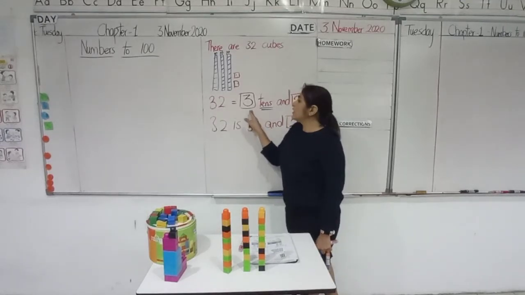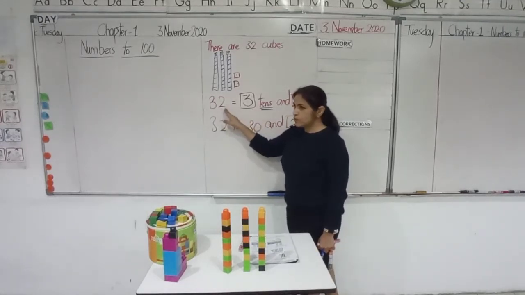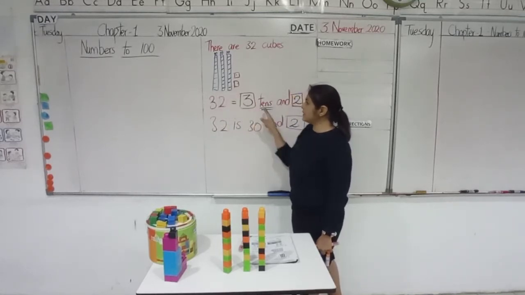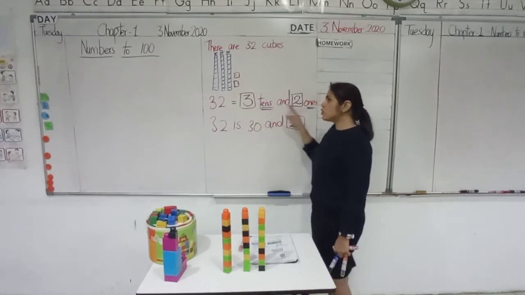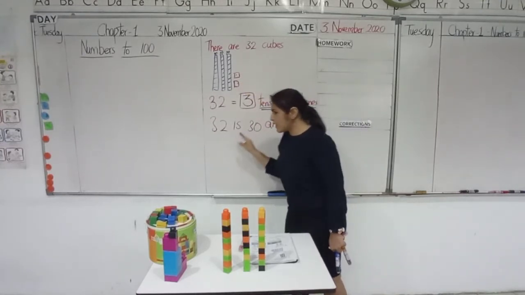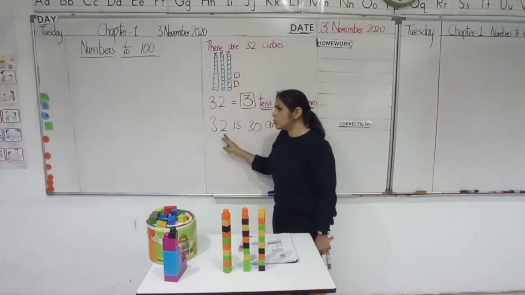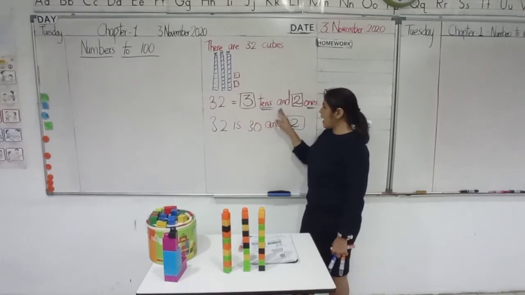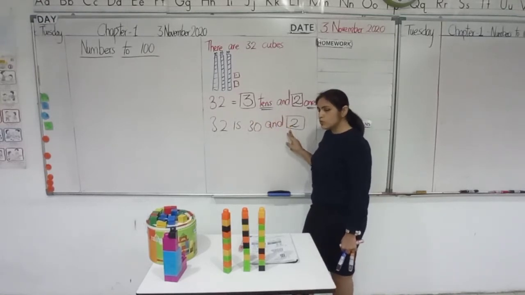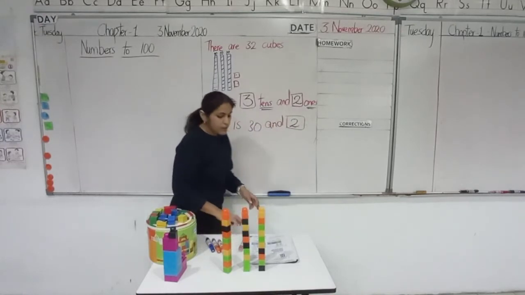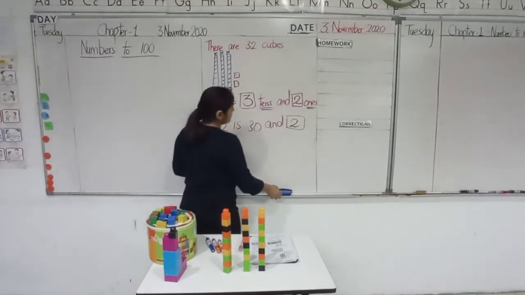Repeat with me. In 32, there are 3 tens and 2 ones. Now say with me again. 32 is 30 and 2. Okay? Now, let's go to letter B.